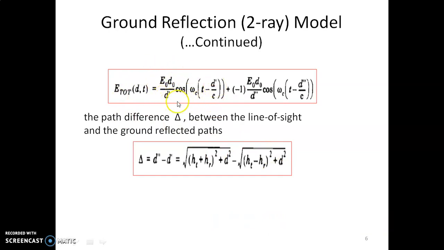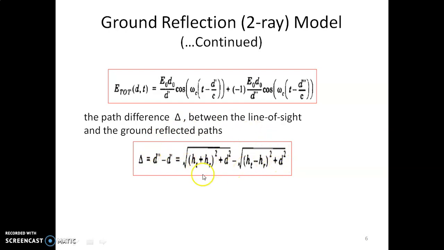This is the line of sight signal. This is the reflected component. It has undergone reflection, so it is indicated by -1. Now what is the path difference? The path difference is denoted by delta. This is the difference between the distance traveled by the line of sight signal as well as the ground reflected path. So delta is equal to d'' minus d'.